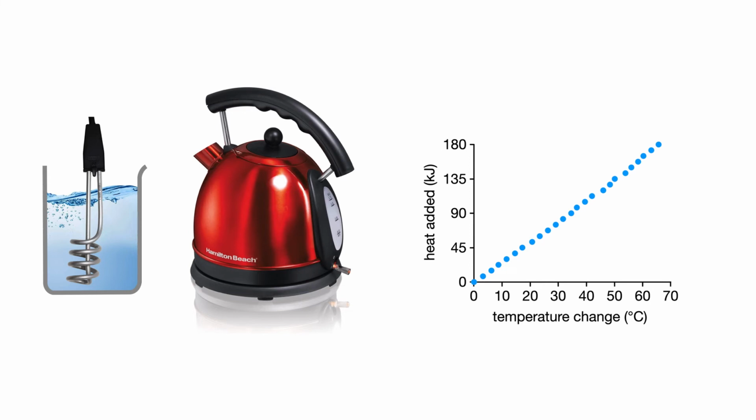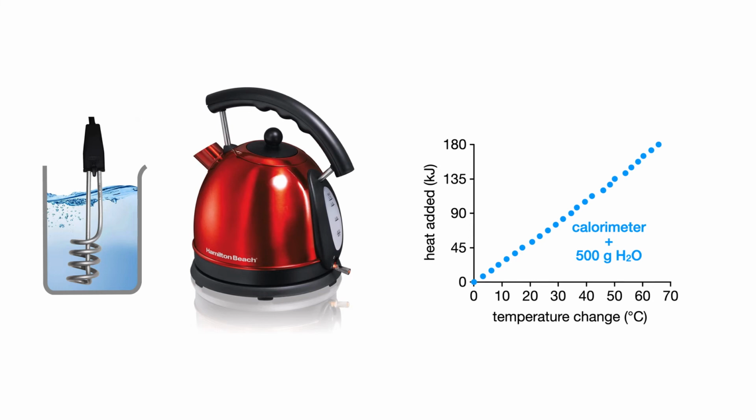So a container like this, which is being used for measurements of heat and temperature, is formally called a calorimeter. And so these blue dots here represent the heat added to the calorimeter and 500 grams of water. Now, if there were more water in the kettle, you would expect that it would take more heat to raise the temperature. And that's exactly what happens.